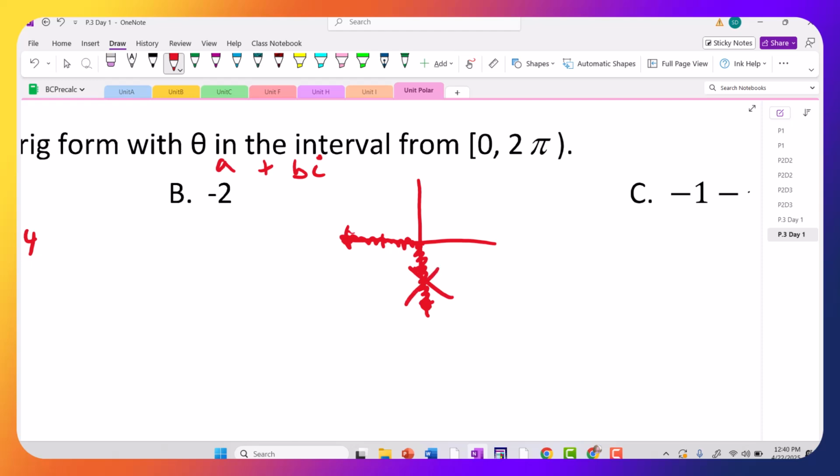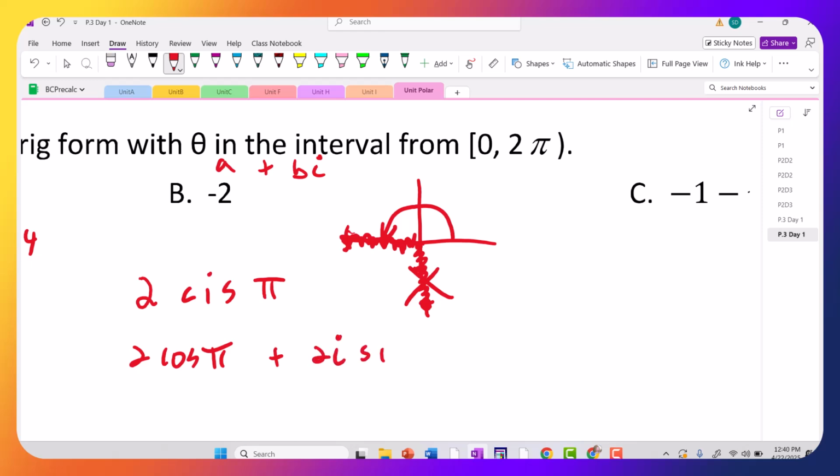Okay, this was wrong. That was right. Okay, what's that angle measure right there? Pi. I know we're doing degrees now, right? The degrees messed you up. So it's pi, and then what's my radius? How far is that? 2. You want to do it right away? Cis pi. If you don't like that, then do 2 cosine pi plus 2i sine pi.